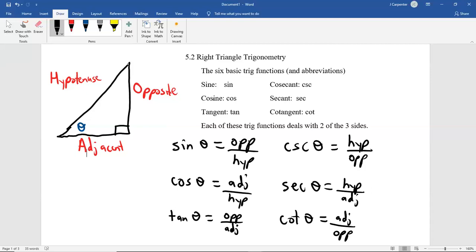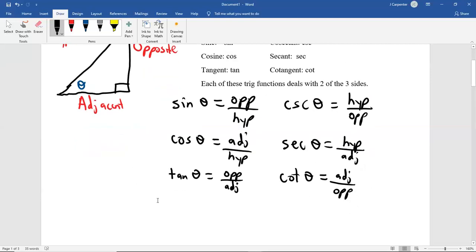Now there is a wonderful abbreviation, SOHCAHTOA. This is helpful in the same way that FOIL is helpful for a lot of students, in the same way that PEMDAS is helpful for a lot of students. It's a mnemonic device to help you remember the left three.